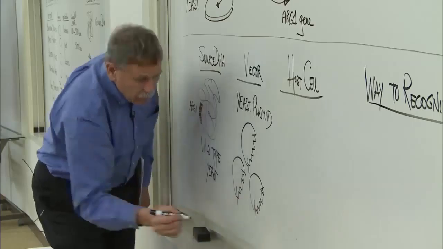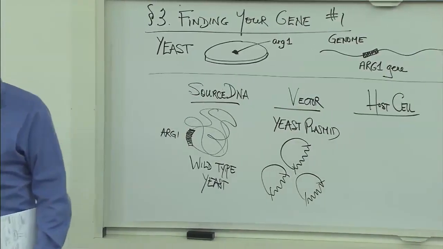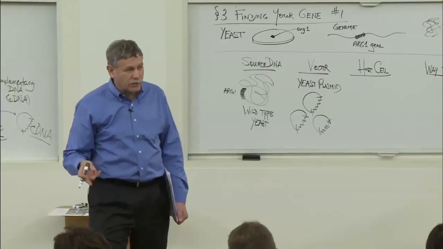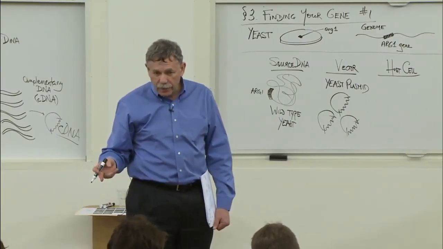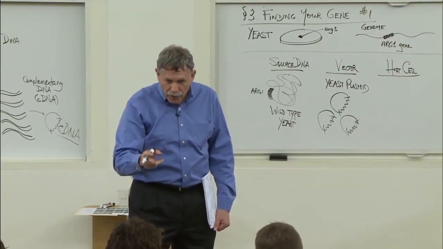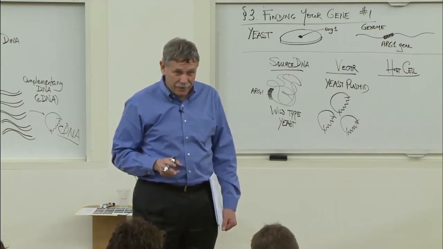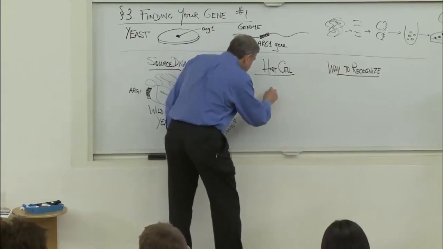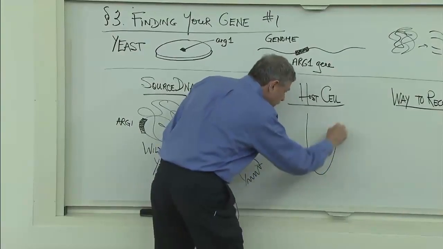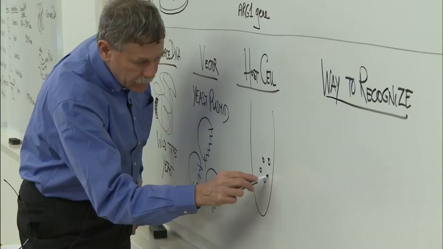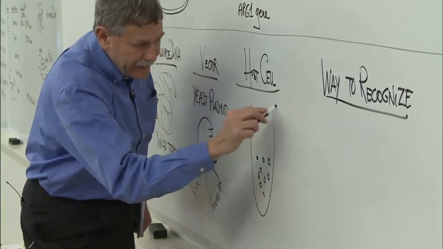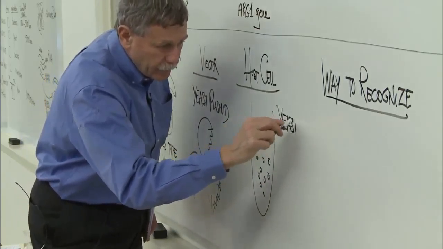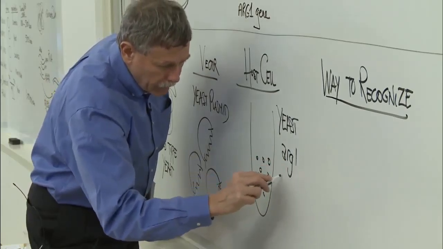Now we're going to transform it into a host cell. What species should that host cell be? Bacteria? No. Yeast. And what genotype should that yeast be? Messed up ARG1, mutant. With messed up, I'll go with mutant, but it's the same thing. So the host cells here are going to be yeast ARG1 mutants.